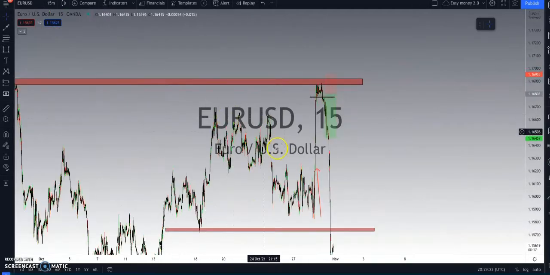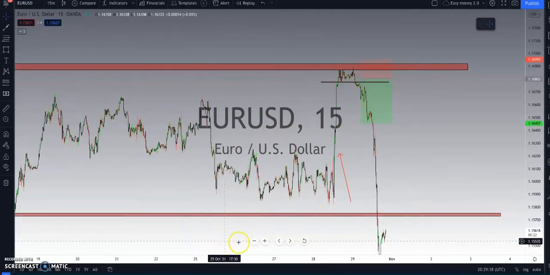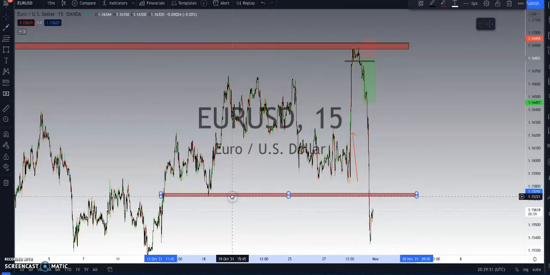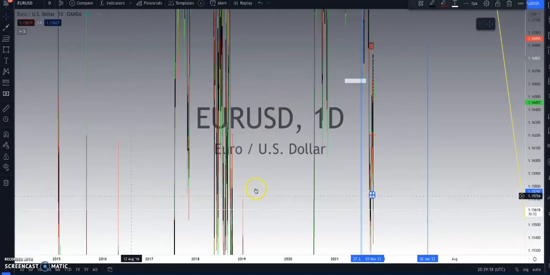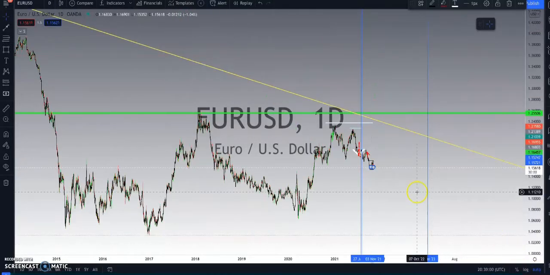At the end of the day, guys, it's all about where price is. The 15-minute is where I like to enter. That's just where I find my entry points. But of course, I like to analyze off the daily and the 4 hour.